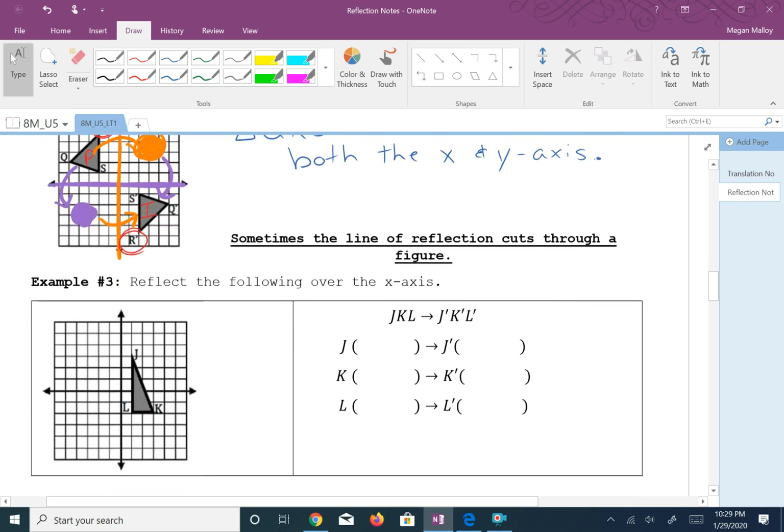Now, sometimes the line of reflection will cut through a figure. So if we look at example 3, we're asked to reflect across the x-axis. Well, the x-axis cuts through triangle JKL. Regardless of whether the line of reflection is through a figure or not, we are going to follow the same steps. So I'm going to look at point J, which is at 1, 3, and I'm going to see how far point J is above the line of reflection, above the x-axis. If I count 1, 2, 3, it's 3 units above the x-axis, so my image of J will be 3 units below the x-axis at 1, negative 3.